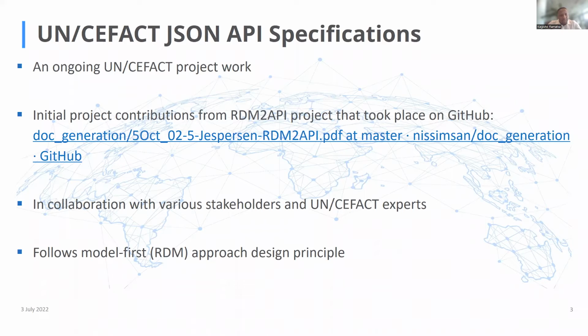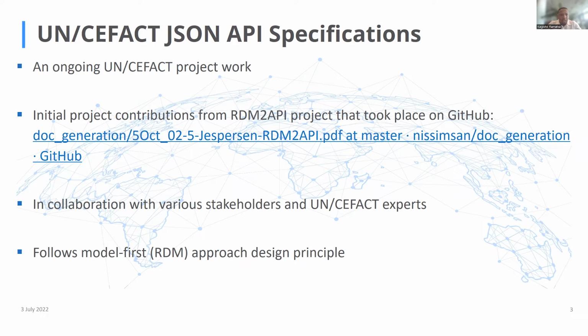The UNECE JSON API specifications is an ongoing project under the UNECE. This project has contributions which were initially from a project called RDM to API, meaning reference data model to API, which took place on an online technical platform called GitHub, whereby more information could be found by looking at the presentation or the link being provided here. This work is done in collaboration with various stakeholders and many knowledgeable UNECE experts.